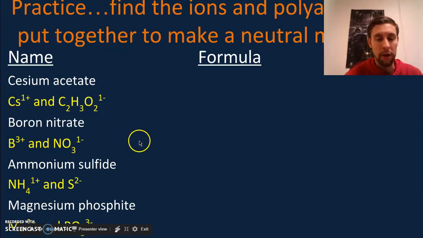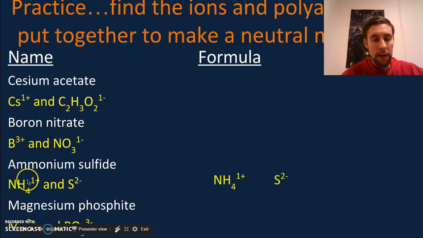Same thing for ammonium sulfide. 1 plus here, 2 minus here, so we need 1 more positive charge. Now there's 2 positives, 2 minuses. For (NH4)2S. And our last one's magnesium phosphite.